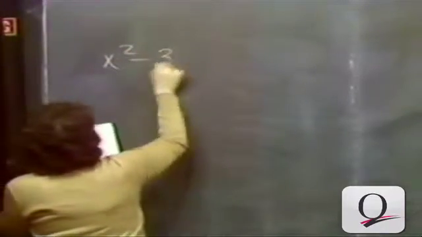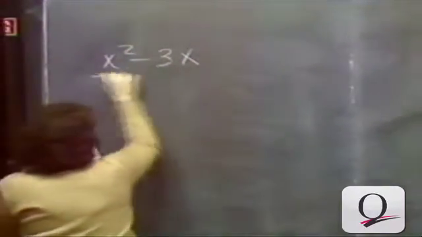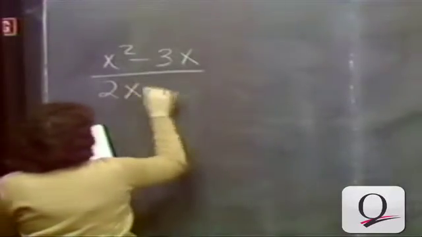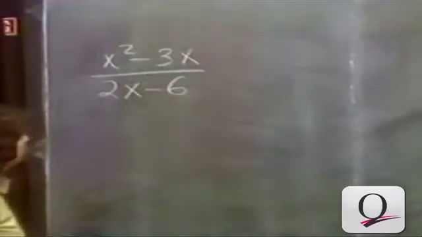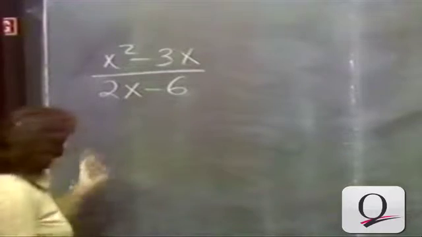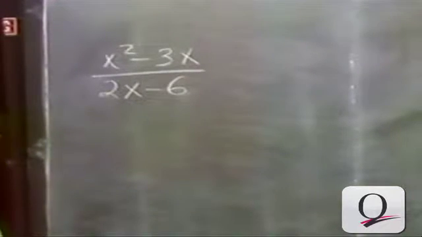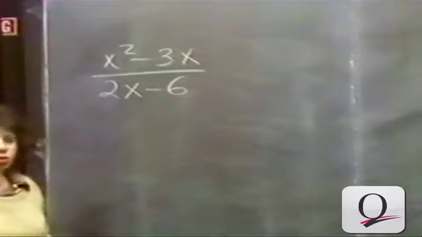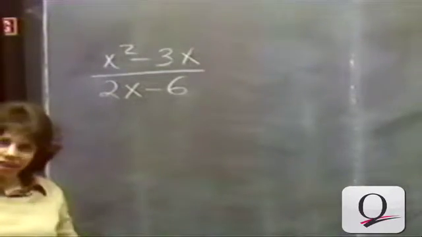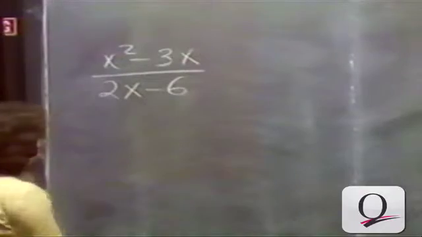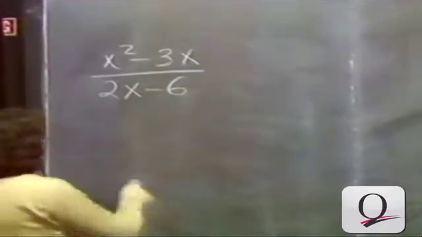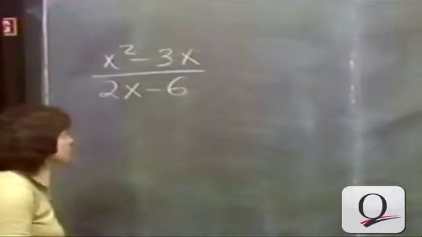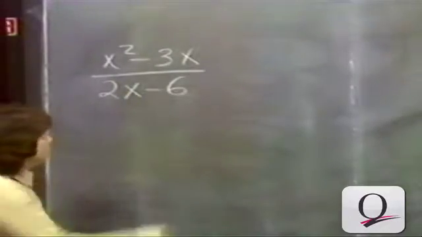Okay, let's try some more examples. X squared minus 3x over 2x minus 6. The first thing that should occur to you in this example is that we don't have any factors immediately present in the numerator and the denominator. That doesn't mean we can't get them, but at the moment, it is not in a factored form. You cannot cancel the x into the x squared because x is not a factor in the denominator here.